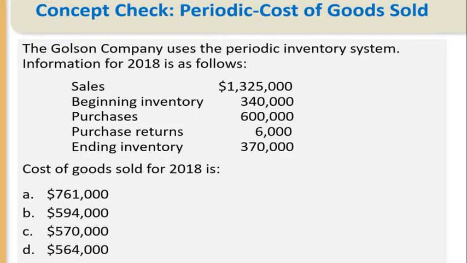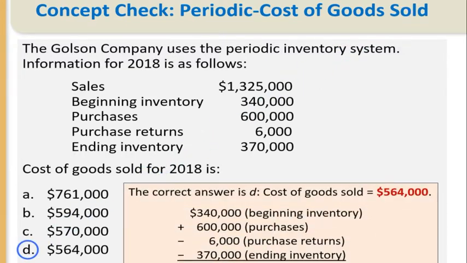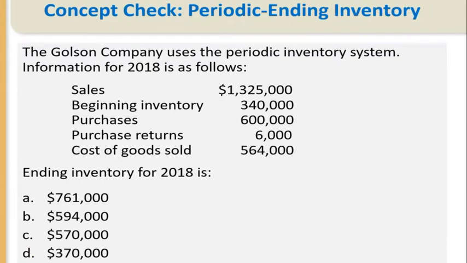Can you solve this one? What is the cost of goods sold? Please pause the video and try to solve this one. It should be easy, right? I hope you have solved this one. Here is the answer and how we did it. Beginning inventory plus purchases minus purchase returns and minus ending inventory, and this is our cost of goods sold.